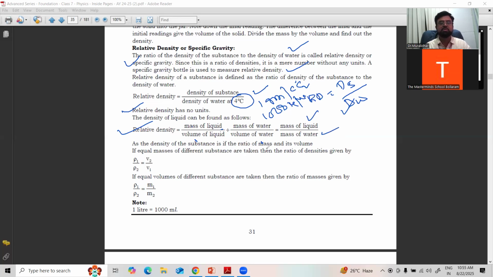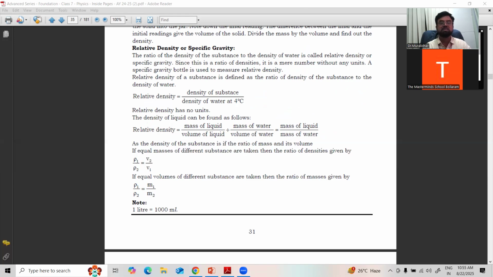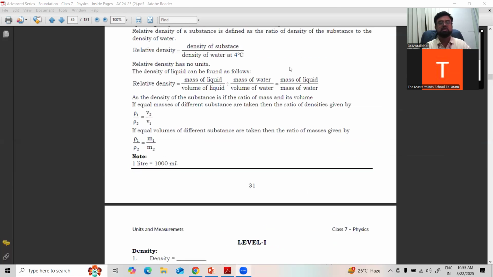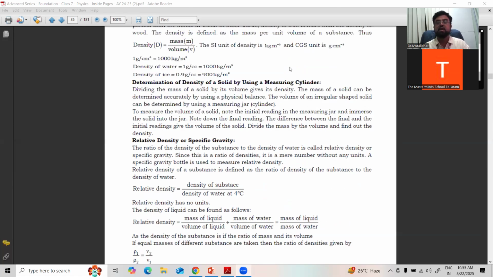As density of a substance is the ratio of mass by its volume, if equal masses of different substances are taken, there are special cases. Rho 2 by Rho 1 is equal to V2 by V1. And Rho 1 by Rho 2 is equal to M1 by M2. In terms of volume you can find out, in terms of mass also you can find out, when volume is the same or mass is the same. There are special cases to find the relative density whenever volume is constant or mass is constant.